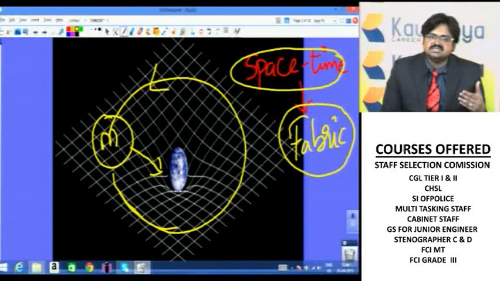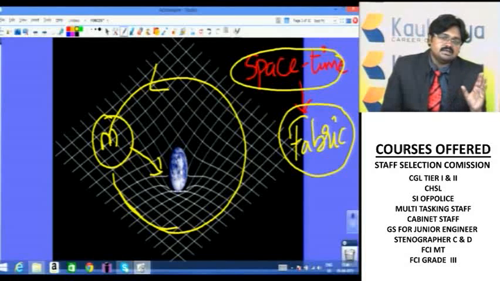Now what is the distance between earth and moon? The distance between the earth and moon is simply 3 lakh kilometers. That is, a light beam takes only 1 second, or to be accurate, 1.2 seconds, to reach the moon from the surface of the earth. Okay, so it is 3 lakh kilometers. The moon is at a distance of 3 lakh kilometers from the earth.